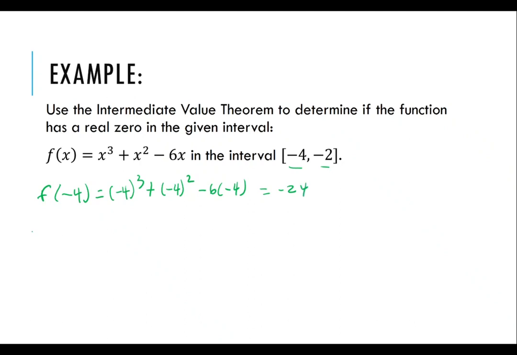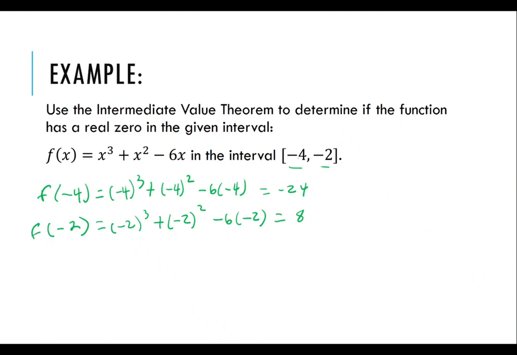Now let's use the other endpoint, f of negative 2. And let's plug it in. We get negative 2 quantity cubed plus negative 2 squared minus 6 times negative 2. I claim we get positive 8. And so we want to know, does there exist a real zero in the given interval?